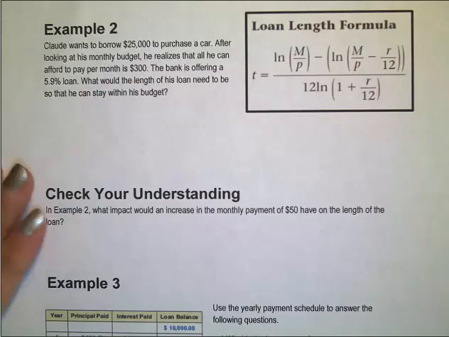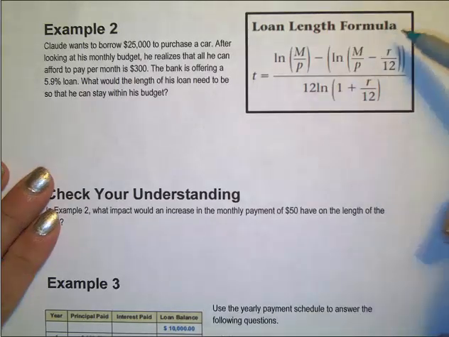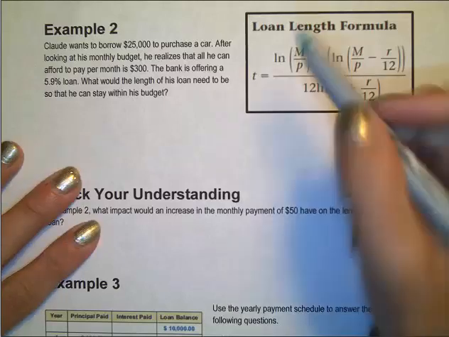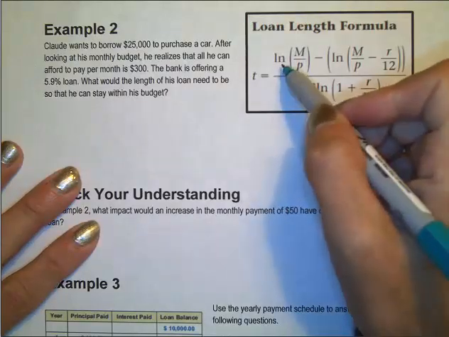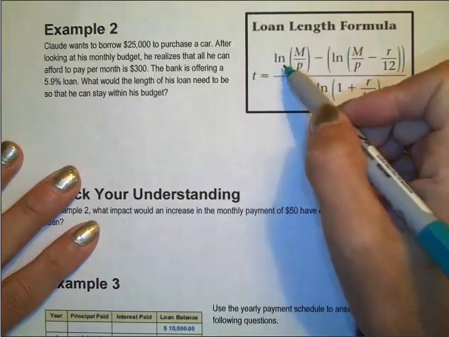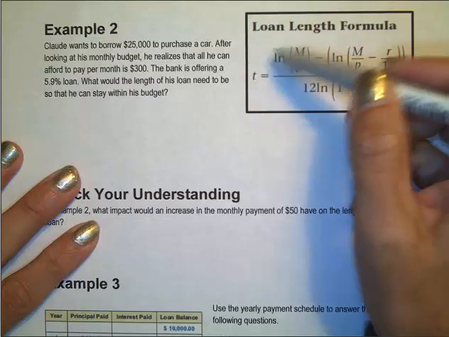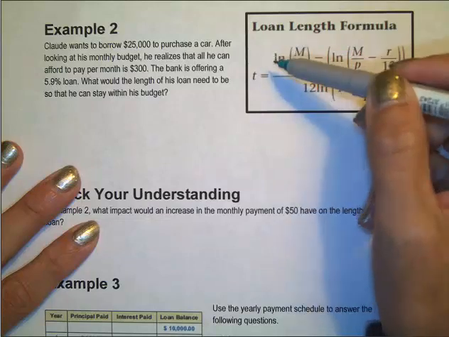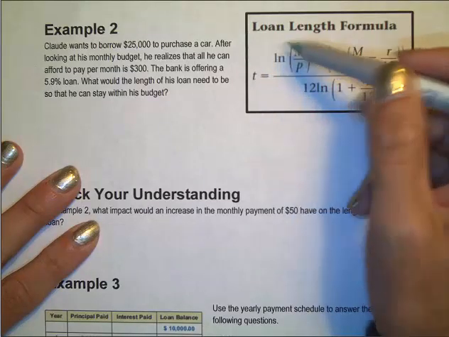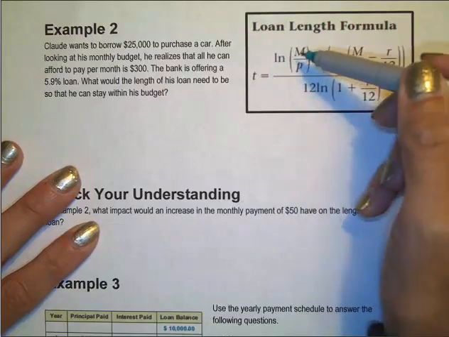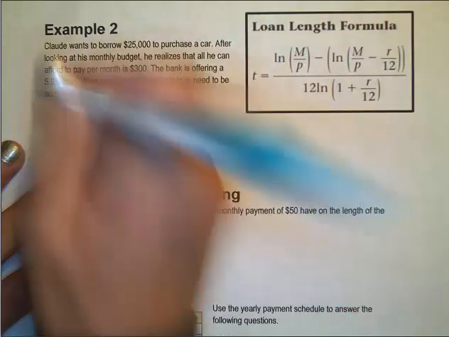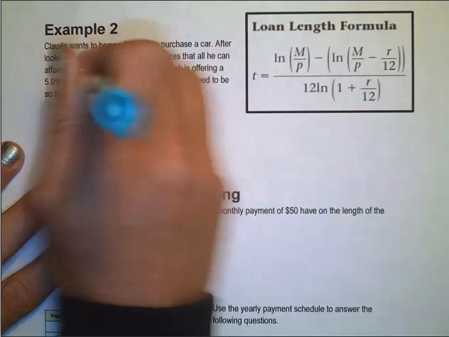So we have a new formula, the loan length formula. We have a new button on the calculator, the LN button. Okay, make sure you know that doesn't say in, it's an L and an N. And that's a natural logarithm, but you don't need to know that. You just need to know it's a button on your calculator. Capital M is our pay per month. This is our capital M.